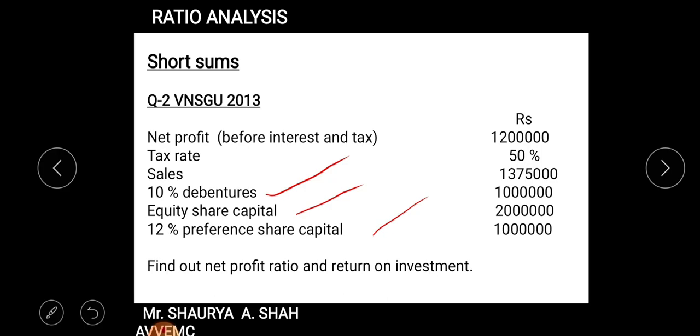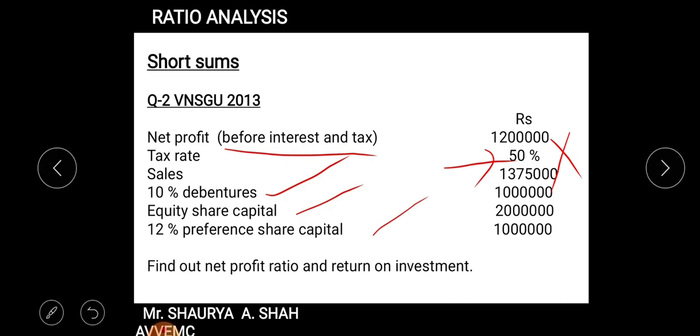Now what you have to do, students, for finding out first the net profit ratio, you need to find out profit after tax. Here it is given before interest and tax. Always remember, what students make the mistake is they calculate first the tax. That is incorrect, right? The name itself says before interest and tax. So what you will do is 12 lakh less interest. Interest on what? Interest on 10% debentures. That is 10 lakh into 10% is 1 lakh.